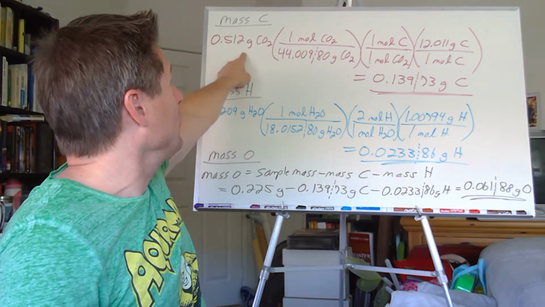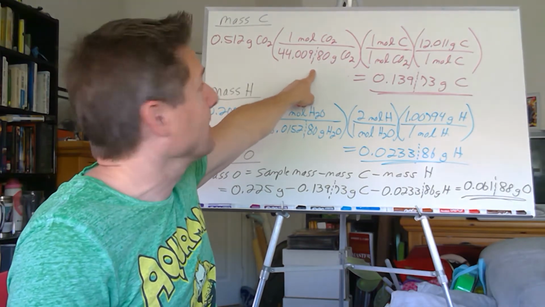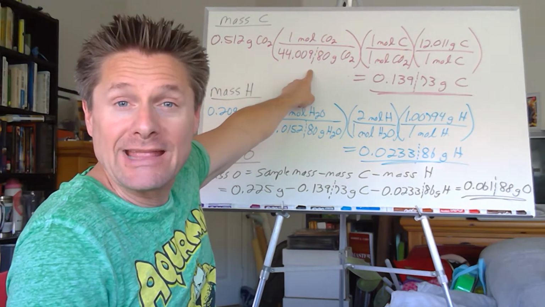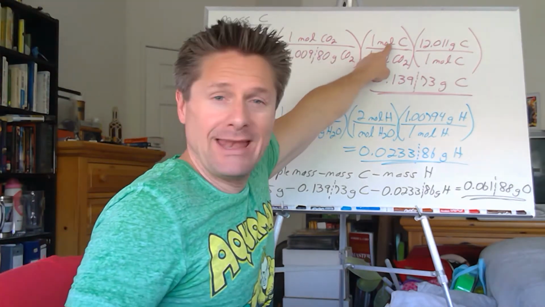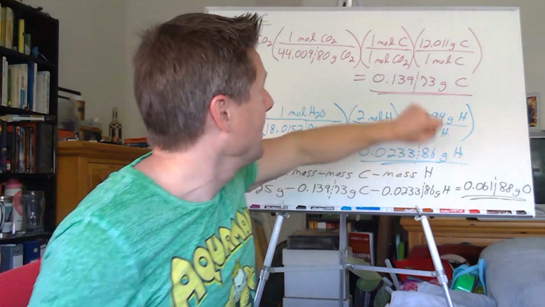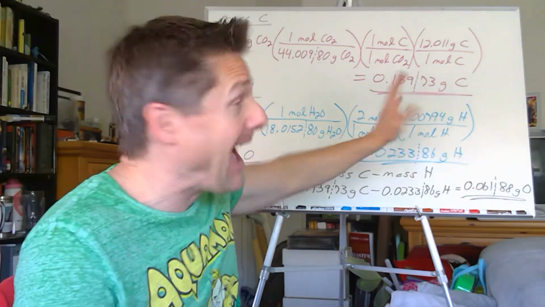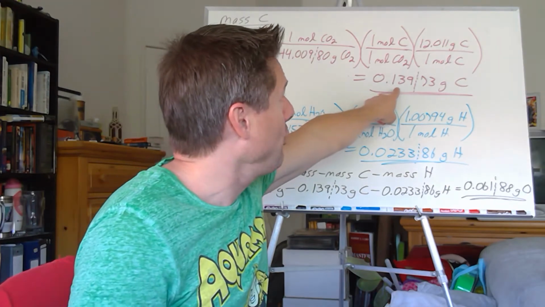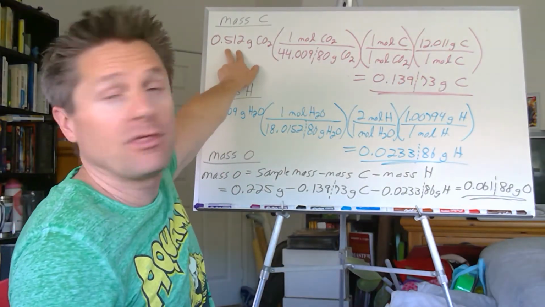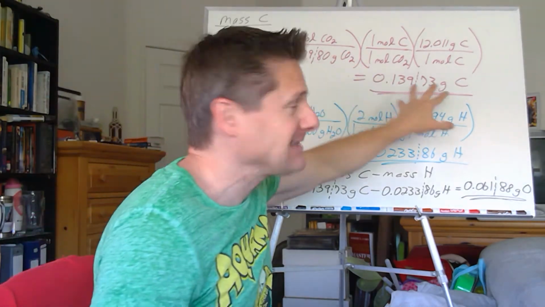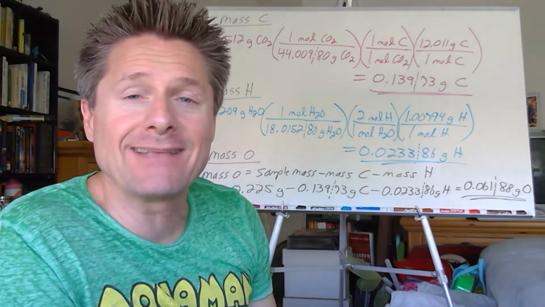We got 0.512 grams of carbon dioxide. Divide by the molar mass of carbon dioxide, 44.0098, good to 3 decimals, per mole. 1 mole of carbon dioxide contains 1 mole of carbon, and then multiply by the atomic mass of carbon, 12.011 grams per mole, and I get 0.13973 grams of carbon, good to 3 significant figures. That's how much carbon there was originally in our caproic acid sample.